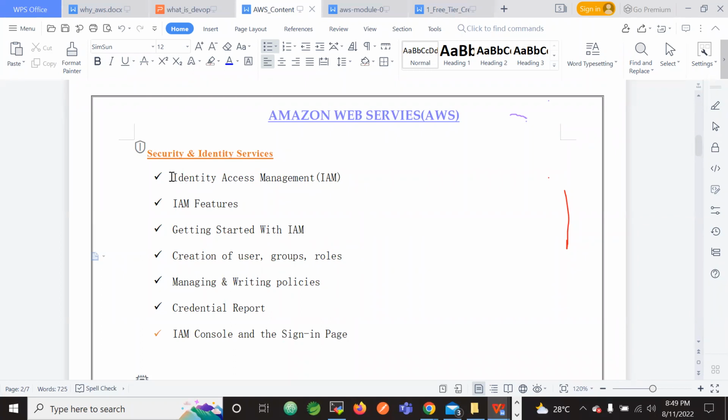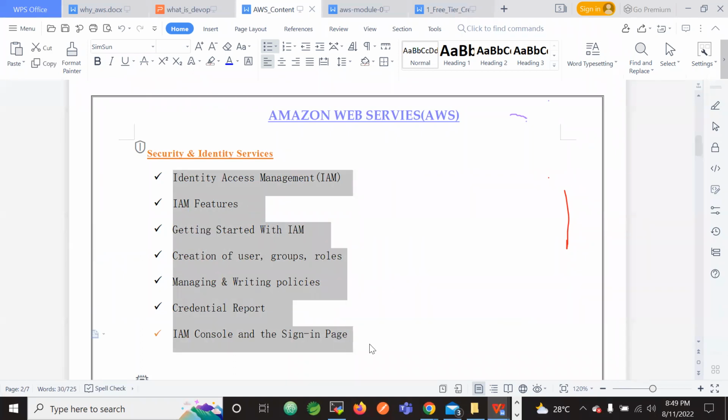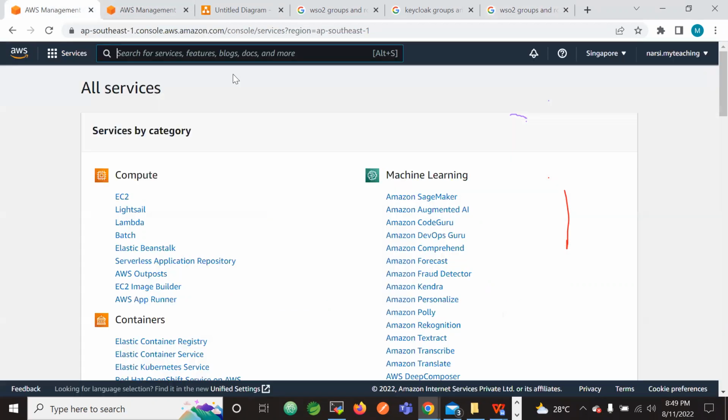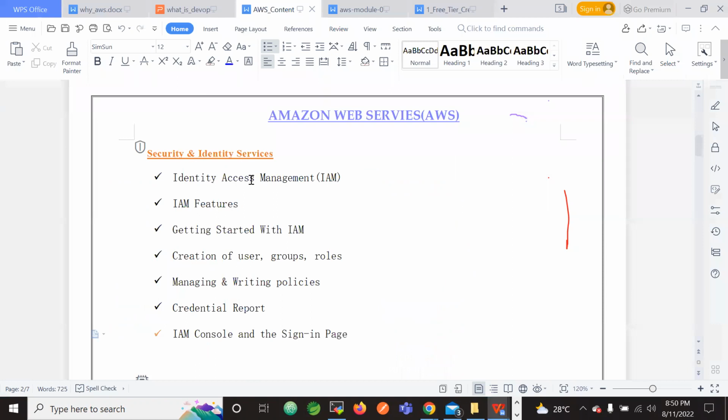Now, what we will learn here is how security is provided by identity and access management services outside, like Keycloak, WSO2, ForgeRock, CA Identity, Ping Identity, right? A lot of identity and access management tools are there. Just as they provide security, AWS is also providing security using the concept called identity and access management, the IAM service.